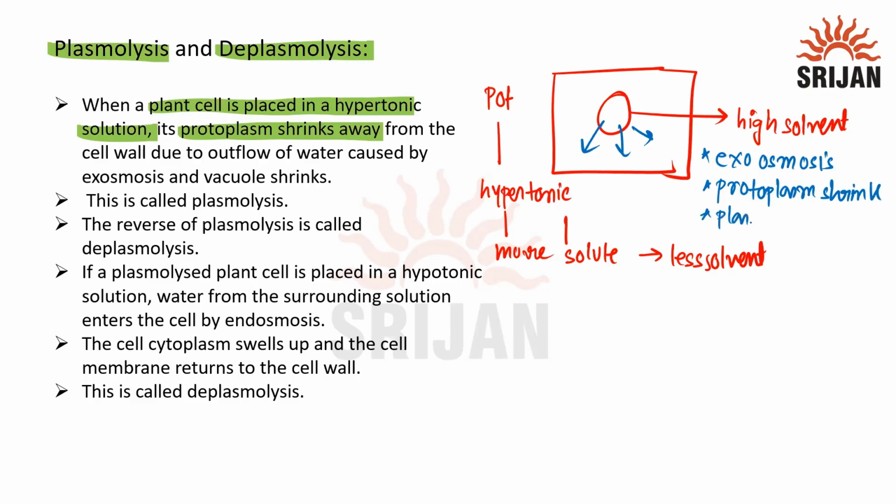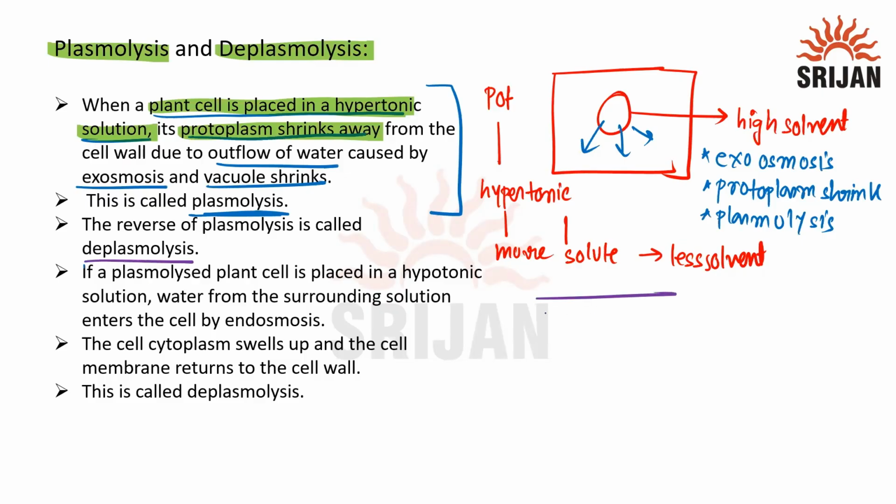Let's see. What happens when a plant cell is placed in a hypertonic solution? The protoplasm will shrink, the outflow of water will happen, exosmosis will happen, and the vacuole present in the plant cell will also shrink. The whole situation is called plasmolysis. The reverse situation we call deplasmolysis.